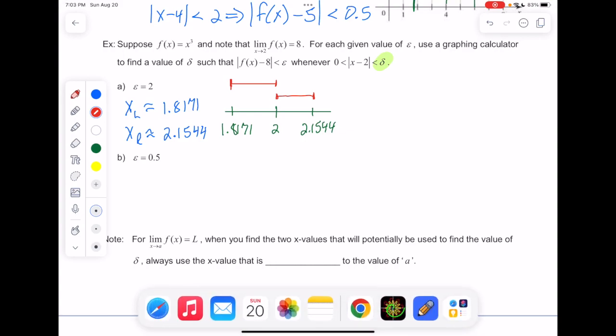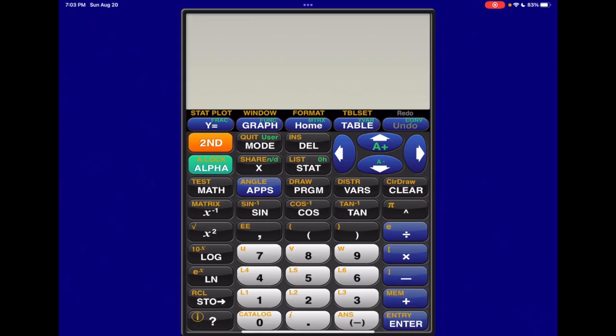So let's head back over to the calculator and do the subtraction. Take the right-hand boundary, 2.1544, subtract 2, and we can see the distance from 2 to the right side is 0.1544. And then take 2 and subtract the left boundary, which was 1.8171, and we can see the distance from 2 to the left boundary is 0.1829.